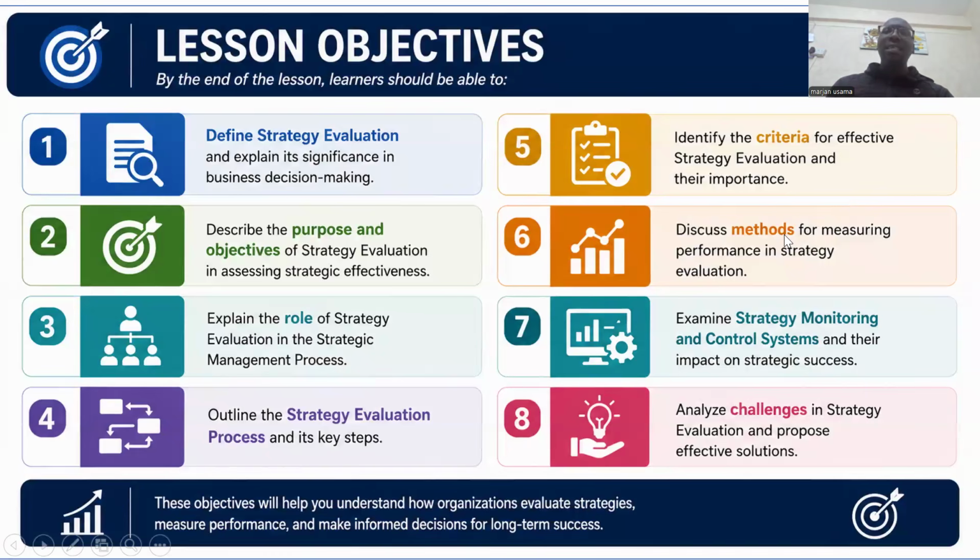Then number six, discuss methods for measuring performance in strategy evaluation. Then number seven, examine strategy monitoring and control systems and their impact on strategic success. Then lastly, analyze challenges in strategy evaluation and propose effective solutions. So these are our lesson objectives.